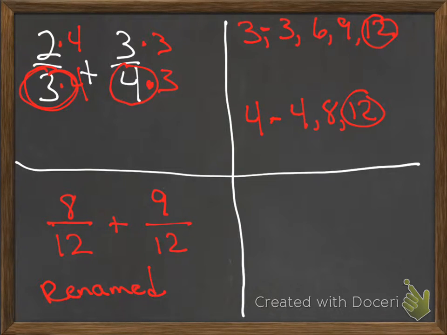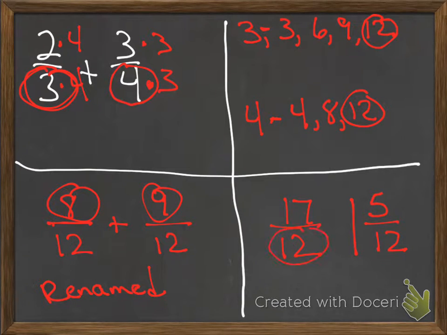And in the 4th square, I'm going to go ahead and solve. So 8 plus, I'm just going to add the numerators, just numerators. Keep the denominator the same. So 8 plus 9 is 17. So I have 17 twelfths. And then I need to simplify because this is an improper fraction. So 12 will go into 17 one time with 5 left over, and 12 over our remainder, our denominator.